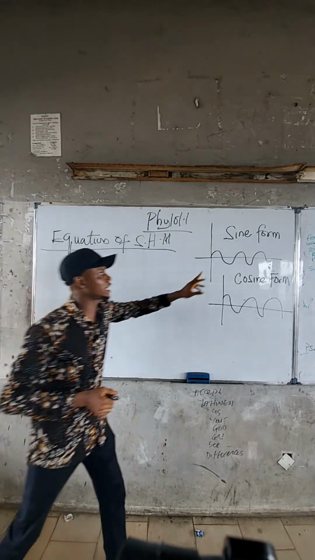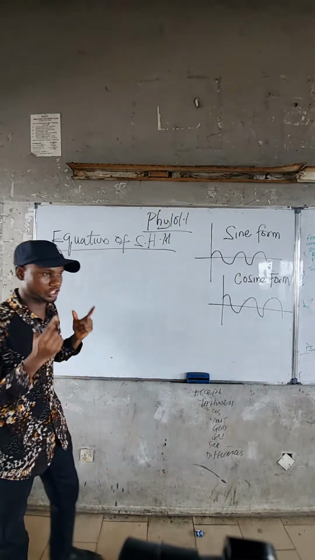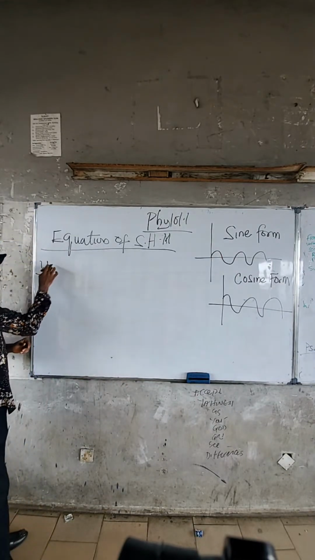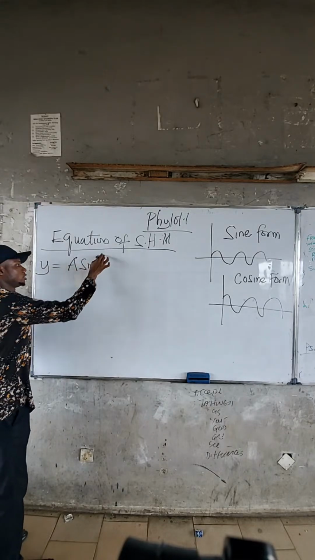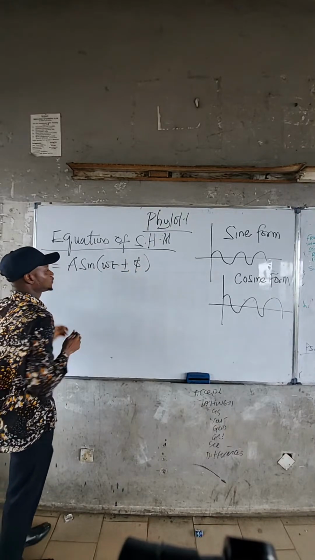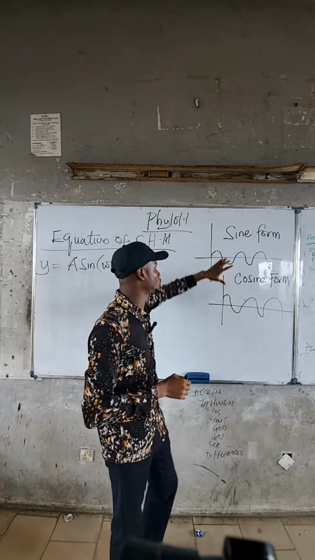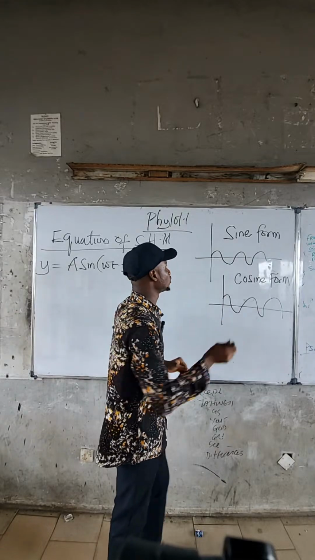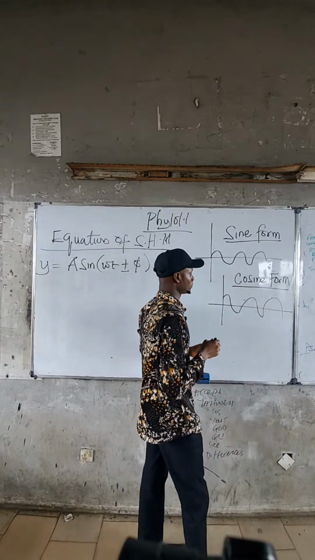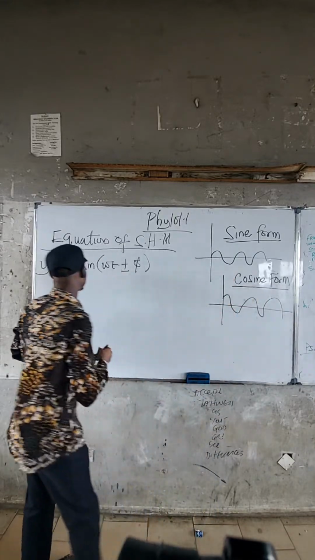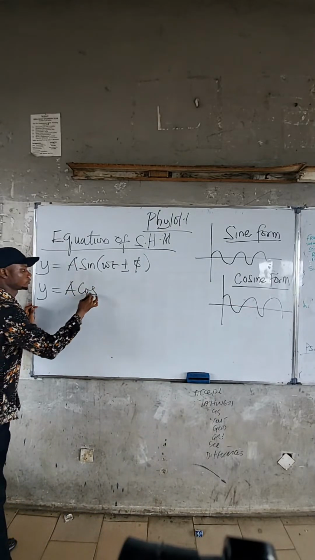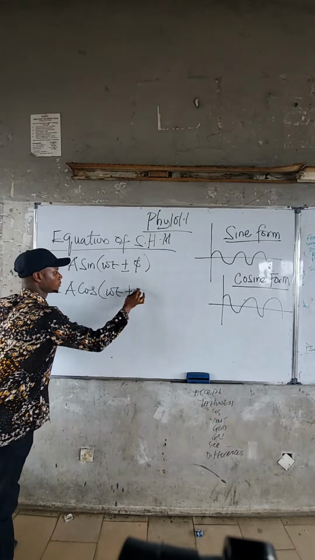So if it's moving in a sine form, the equation of this simple harmonic motion is going to be y equals A sine of omega t plus or minus phi. Please take note. I'm going to let you know when it is moving in a sine form and when in a cosine form. When it is moving in a cosine form, the displacement is going to be equal to A cos of omega t plus or minus phi.